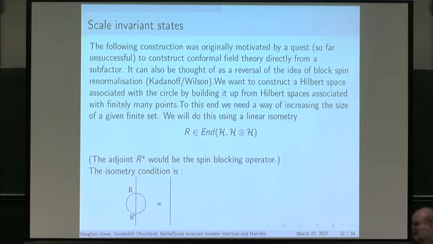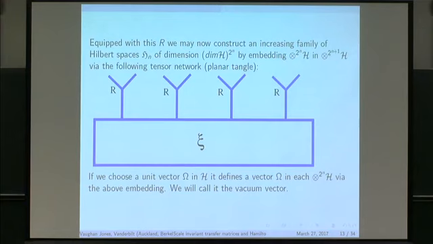But you see, once you have such an R, you can go ahead and embed. This is now where the idea becomes important. Equipped with this R, we may now construct an increasing family of Hilbert spaces, H_n, of dimension the dimension of the original H to the power of 2 to the n, by embedding the 2 to the nth tensor power into the 2 to the n plus 1th tensor power by the following tensor network. We have a psi as a vector with 2 to the n legs, and to each of those legs we apply R, and we get out a tensor with, in this case, 8 legs. We've doubled the number of legs. So we've gone from one tensor power to the next tensor power.